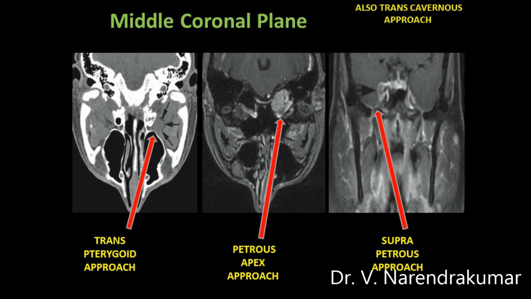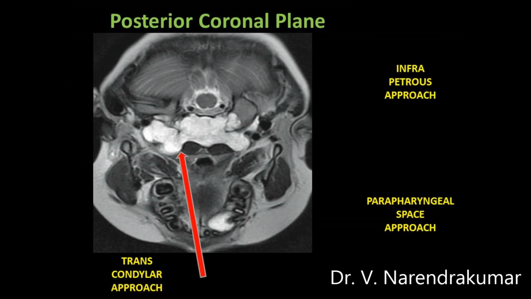Third picture shows the lesion in the Meckel's cave, superior and lateral to the right internal carotid artery, which can be approached via endonasal suprapetrous approach. Middle coronal plane includes transcavernous approach too. Next, in posterior coronal view, it includes infrapetrous approach, parapharyngeal space approach. The picture shows an extensive chordoma removed by transcondylar approach.